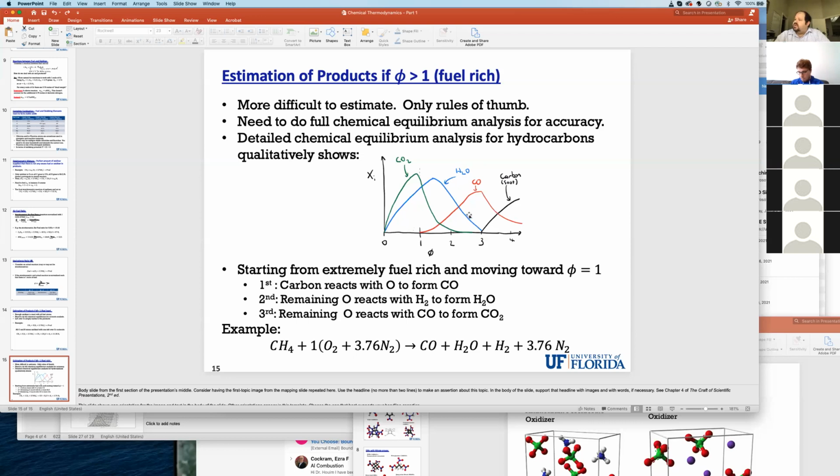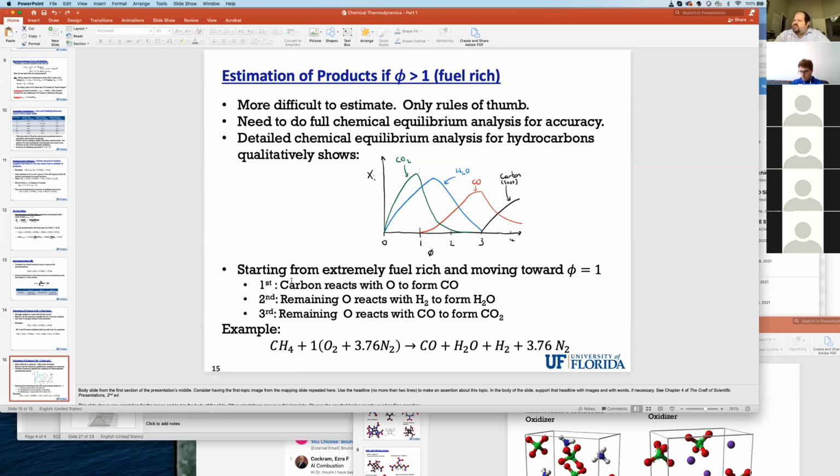Then, if we keep adding more oxygen, the amount of H2O goes up, and that starts to peak. And then after that peak, if we add more oxygen, we start to produce CO2. What's producing that CO2 is the reaction of carbon monoxide with the oxygen.